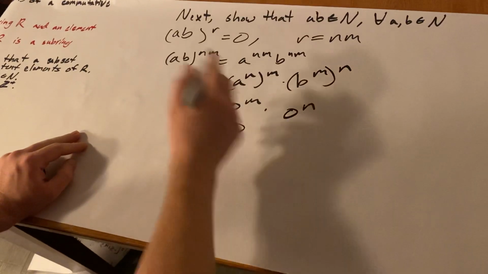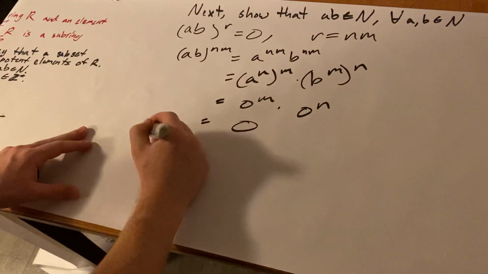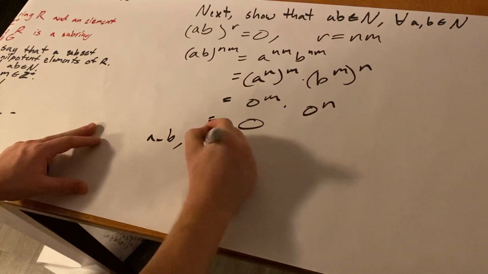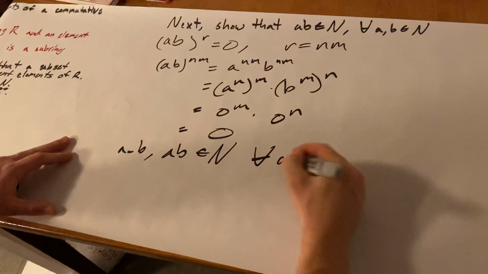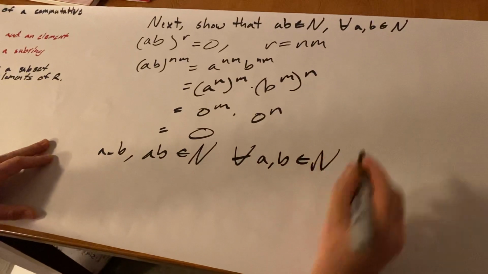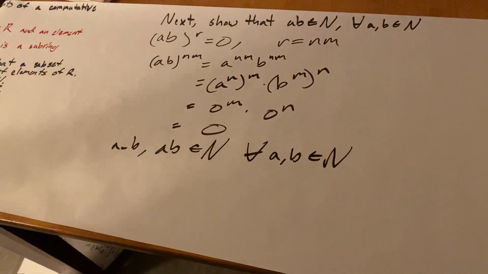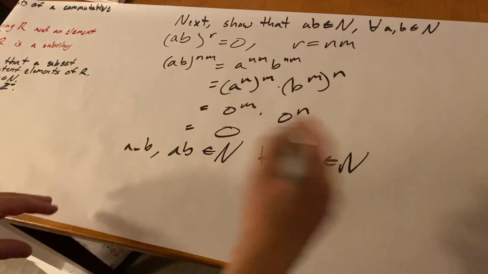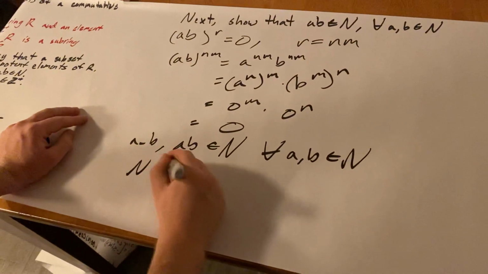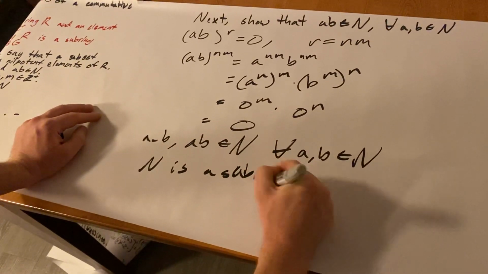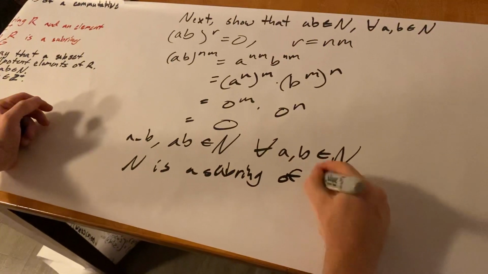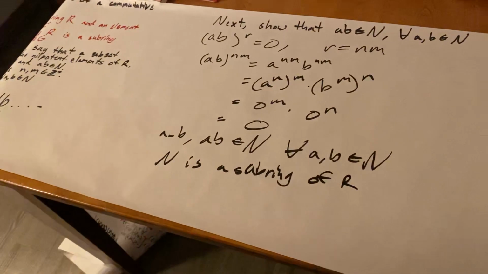So therefore, since a minus b and ab are in N for all a, b in N, we can show by the subring test that N is a subring of R, and therefore the nilpotent elements of R form a subring.